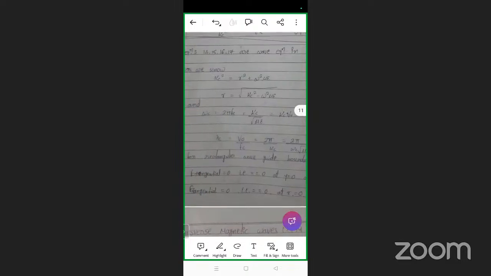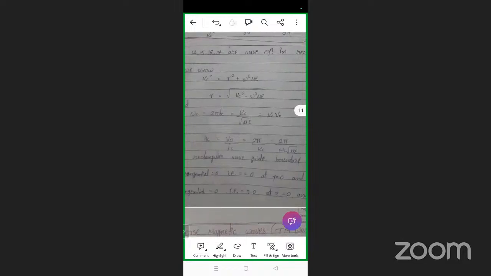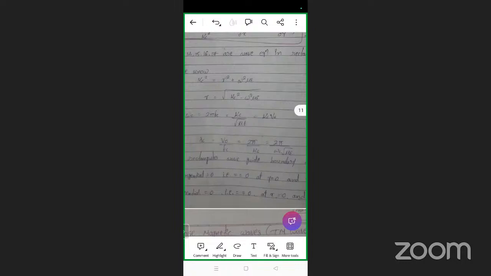From that, I am writing Kc by root of mu epsilon, and Kc of mu naught. From the previous equation, we will write this one: Kc by root of mu epsilon, we will get Kc times of frequency nu naught.